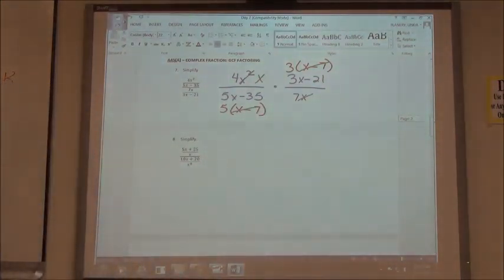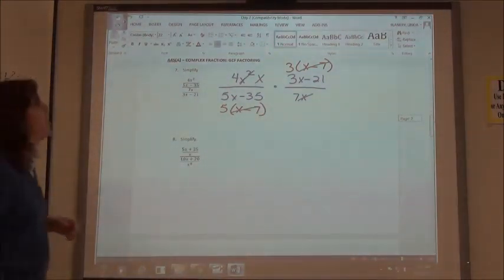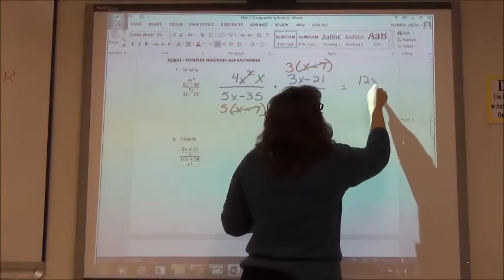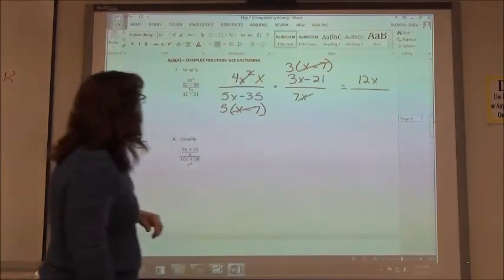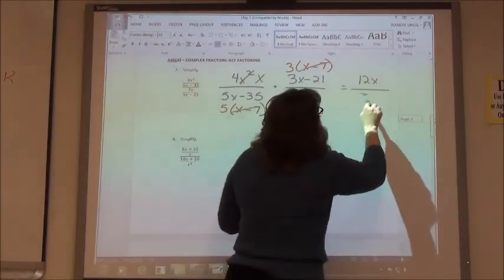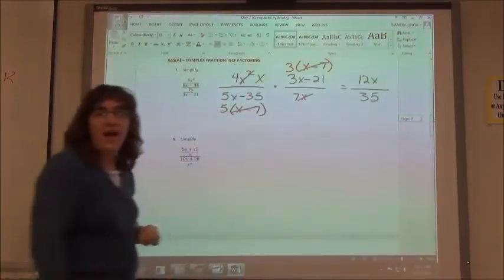So on top, 4 times 3 is 12, and I have that x. On the bottom, the only thing, all right, I have a 5 times a 7. I better do that. 5 times 7, 35.